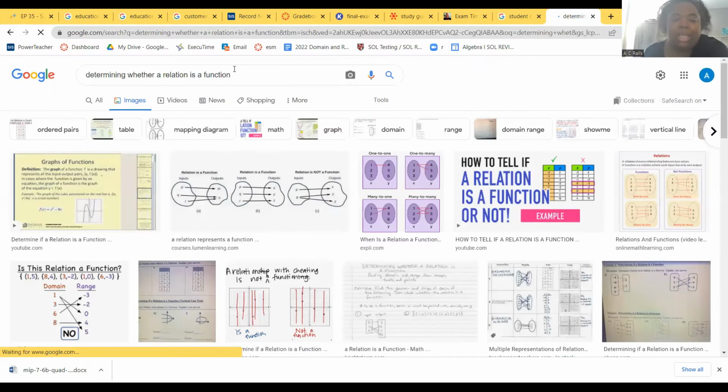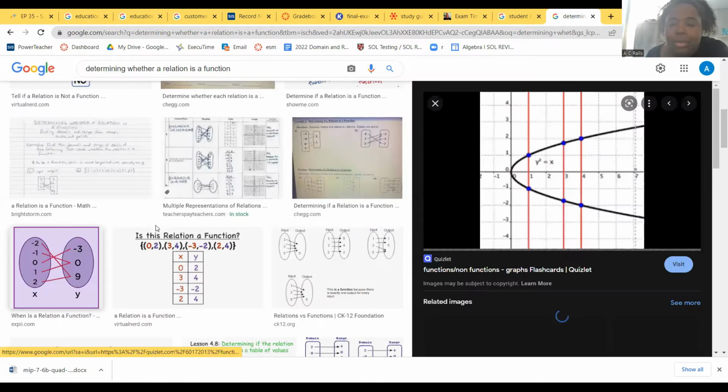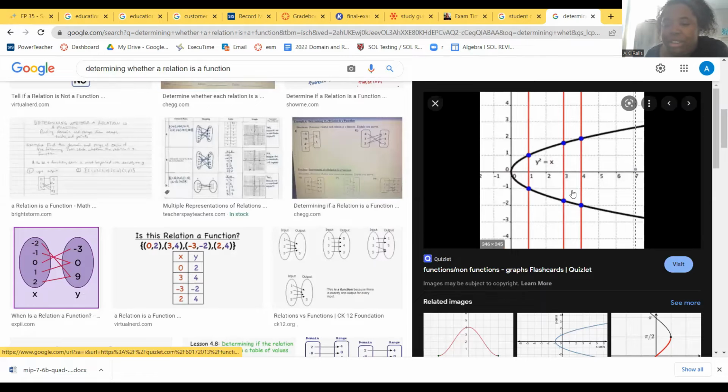So let's take a look at when they give you a graph, okay? So if they give you a graph like this one, this relationship is not a function because if I drew what is called the vertical line test, I would pass through the graph more than once. So in this case, definitely not a function because I would pass it at this point, this point. So that means there's a repeated x value.